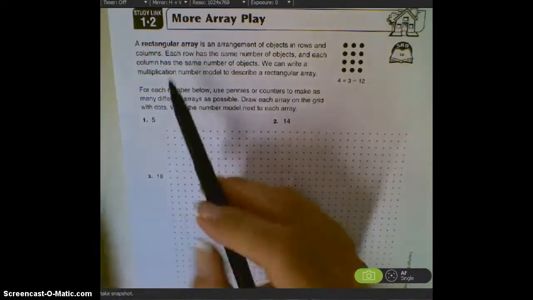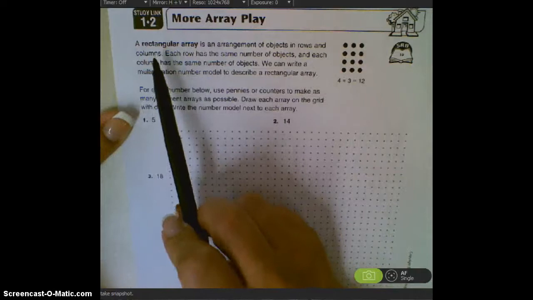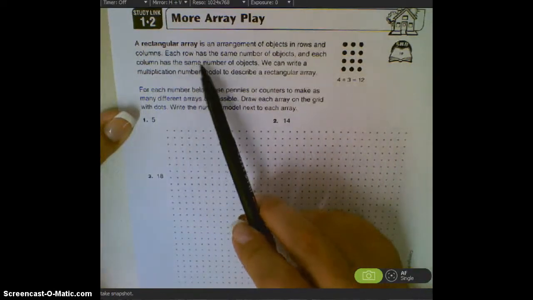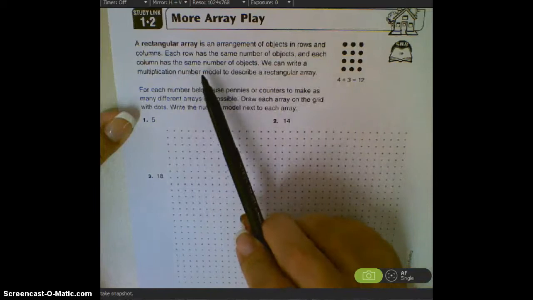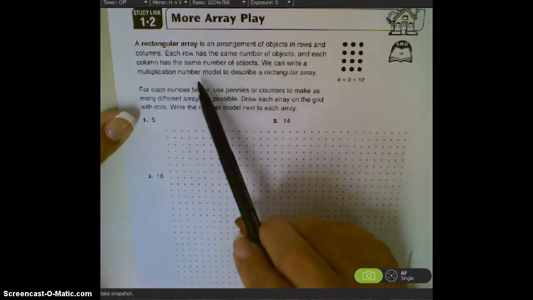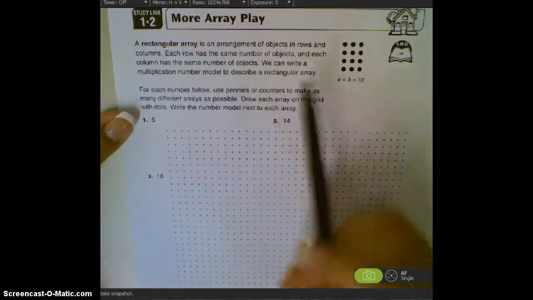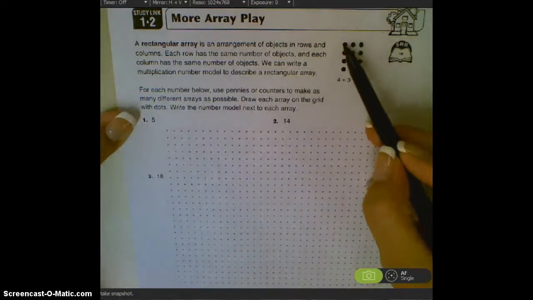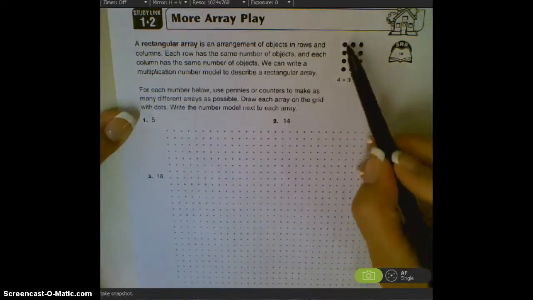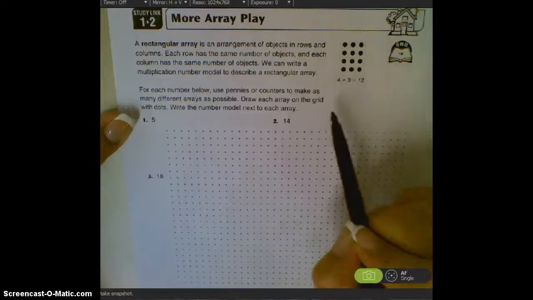The first part talks about arrays, and it says an array is an arrangement of objects in rows and in columns. Each row has the same number of objects, and each column has the same number of objects. We can write a multiplication number model to describe the array. So if you look over here, you can see it's 3 over, 4 down. 3 by 4 is 12, and you can count each one of them and come up with 12.